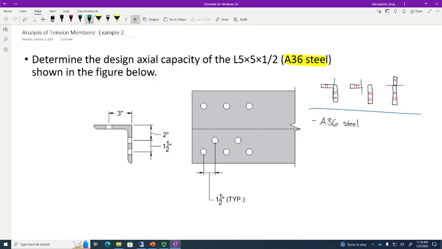I do want to, after we look this up, I do kind of want to mention something that I will bring up here in a second. But let's go ahead and do this first. So this is table 2-4. What is FY? 36. 36 KSI. And FU. 58 KSI.